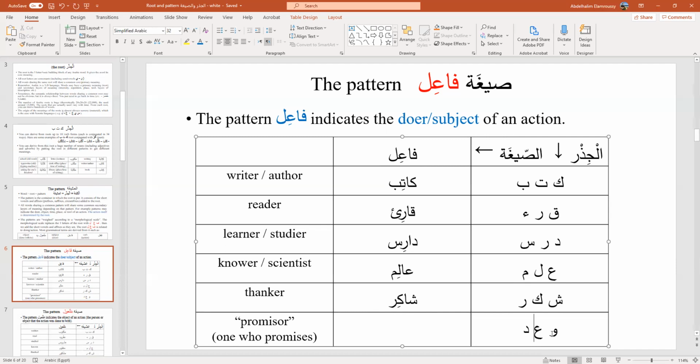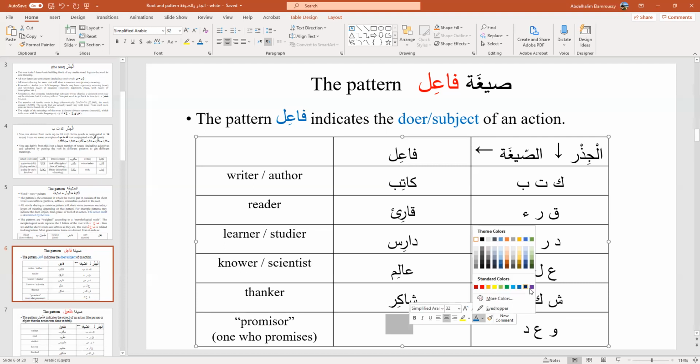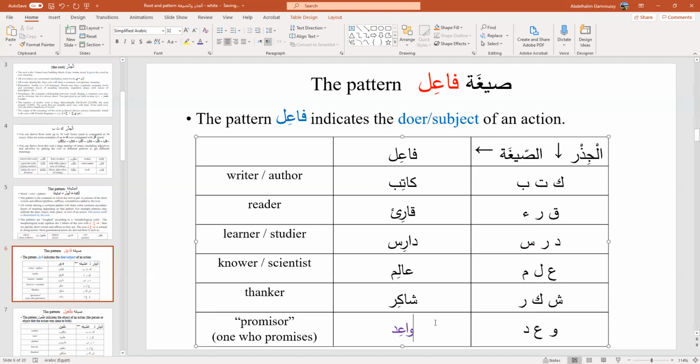Okay, so we can practice this one. Waw ayn dal, this root has to do with promising. So if you like to put it in the pattern fa'il, the end result will be, can anyone guess? Let's do the steps. Replace the fa with the first letter of the root, which is the waw. Replace the ayn with the second letter of the root, which is ayn still. Replace the lam with the third letter of the root, which is dal. That's the first step. Second step, add the alif and the kasra as they are. So it will be wa'id. Okay, that will be the answer.